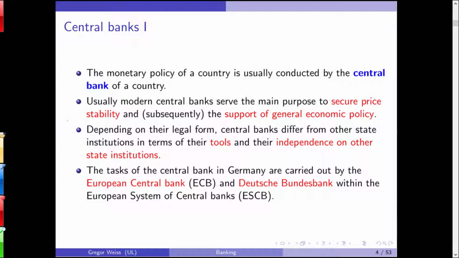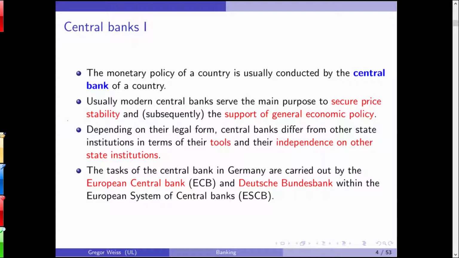Now, why is that? Because formally, the European Central Bank, together with the national central banks, forms the European System of Central Banks. In German, it's not the EZB, but the ESZB, the Europäische System der Zentralbanken. In English, it's the European System of Central Banks. And in the case of Germany, this is Deutsche Bundesbank, the German central bank.